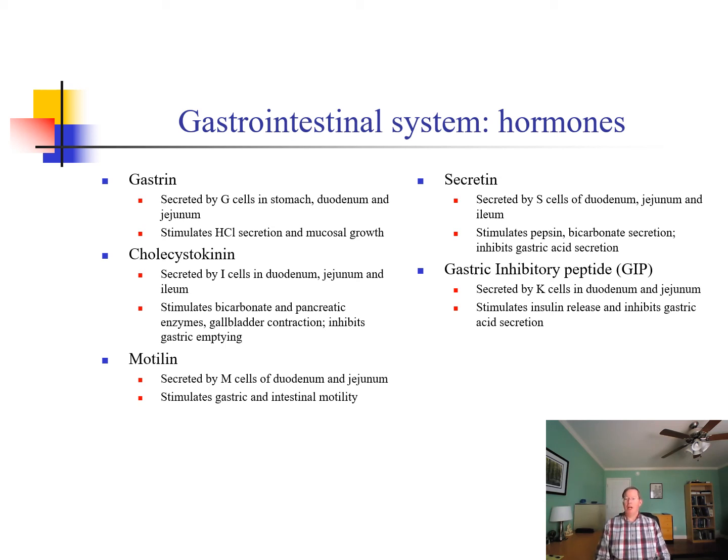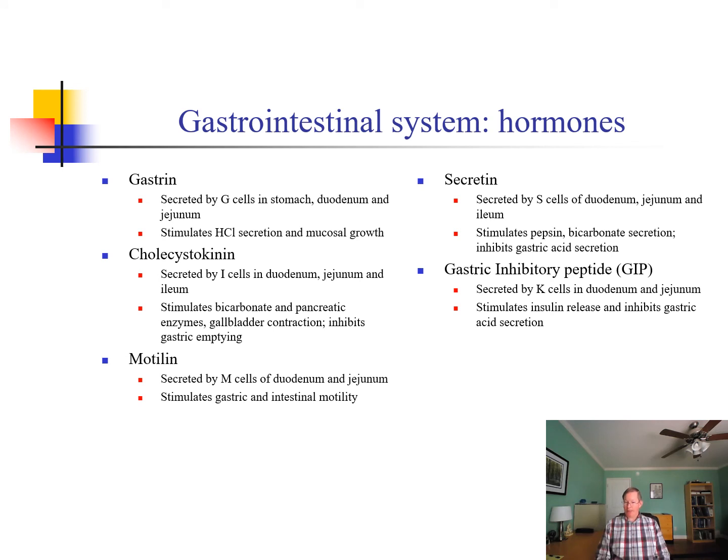Secretin, similarly named in that it is secreted by S cells, in this case of the duodenum and the jejunum and ileum, stimulates certain types of things from the exocrine pancreas. It also stimulates the bicarbonate. It inhibits gastric acid secretion and also stimulates pepsin.